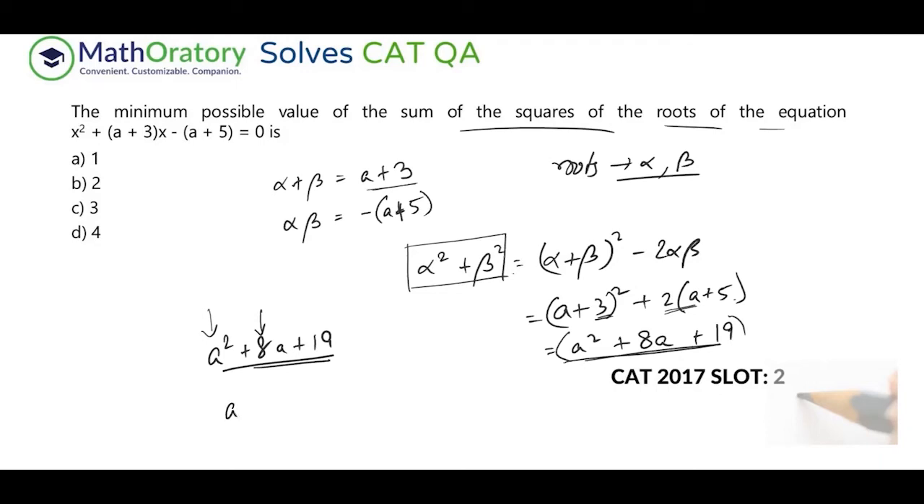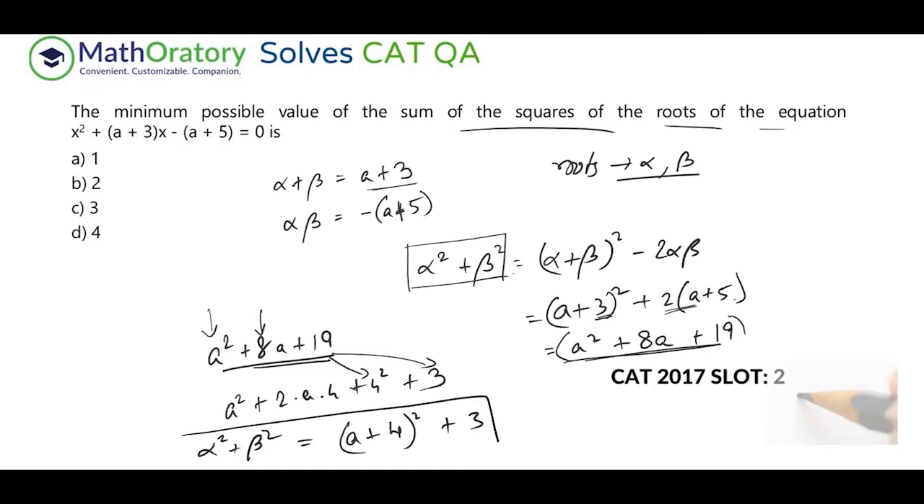So all you have to do is imagine this as a square plus 2 into a into 4 plus 4 square, and whatever is left out. In this case, if you draw 16 out of this, you're left with 3, right? So effectively what you have is a plus 4 whole square plus 3. This is your alpha square plus beta square, the required thing here, the sum of the squares of the roots. So a plus 4 whole square plus 3.